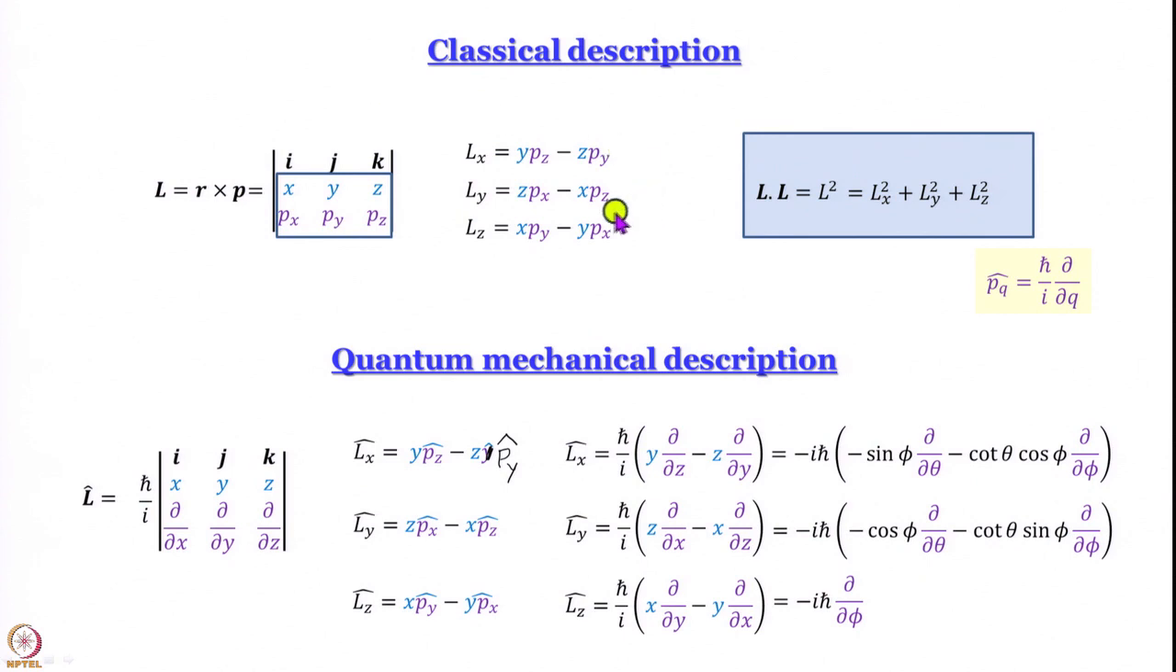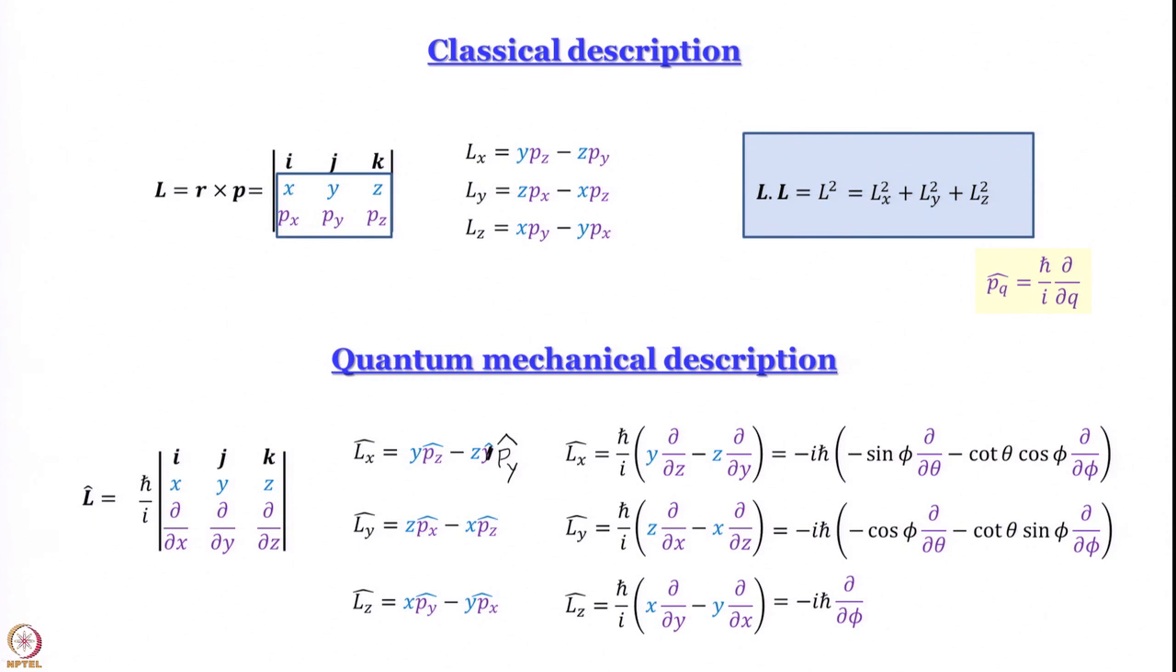We have developed the classical description of angular momentum. From there we have built a quantum mechanical description as well. And we have not really written down the expression of the L square operator, but we said that it is something in spherical polar coordinates. The operator of utmost importance that we will have is this minus i h cross del del phi, which is the Lz operator. And what the L square operator is we will see in a moment.